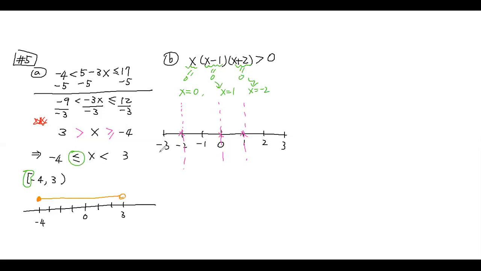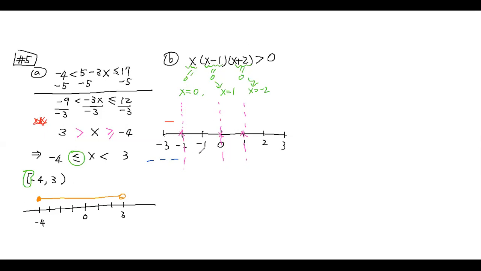So I would choose -3. So for -3, the x is negative. -3 minus 1 is negative. -3 plus 2 is negative, right? So in here, you will get negative, negative, negative. So when you multiply, what do you have here? You have a negative, right?